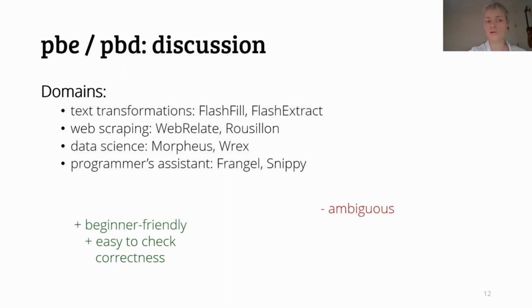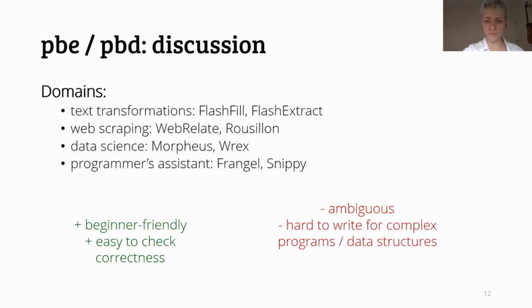But then PBE also has some disadvantages. Examples are ambiguous in the sense that they only specify what happens on particular inputs, but not on any other inputs. So if you're trying to synthesize a complex algorithm, you'll need a lot of examples to specify its behavior sufficiently to restrict the search to the right program.